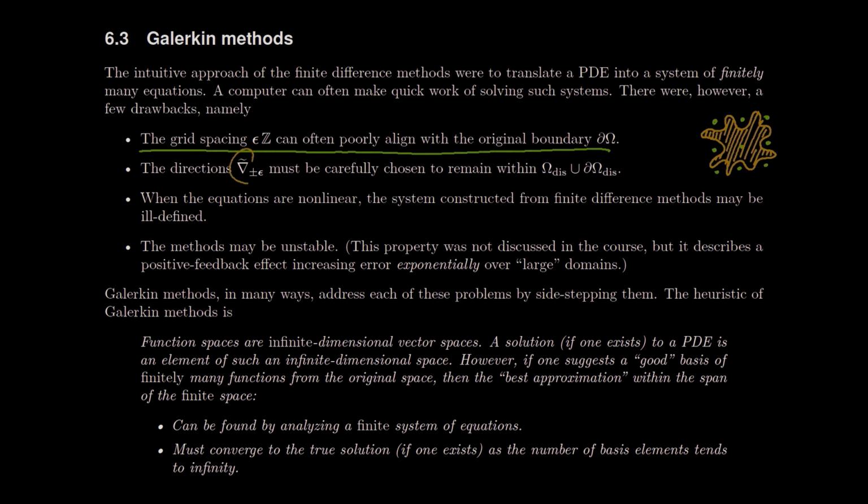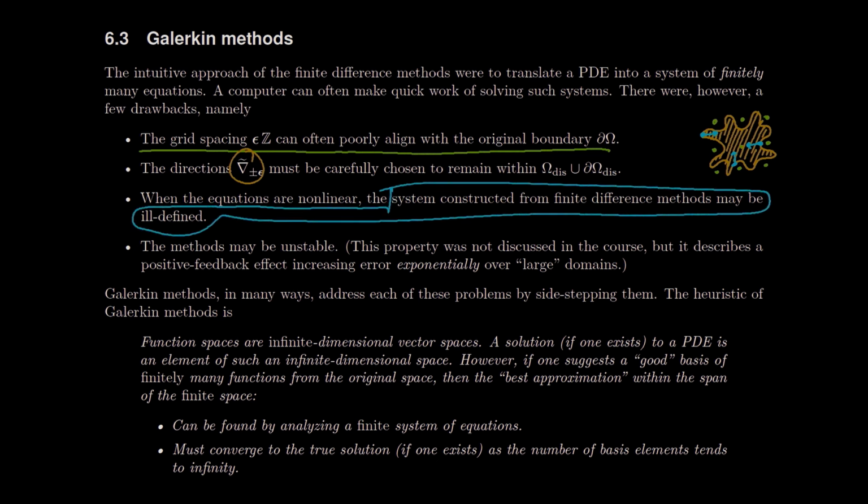You also have to picture this whole approximating the derivative with plus or minuses. You really have to have a good picture of what's going on to make sure that you're always headed, from a boundary into the domain, making your choices correctly. And when the equations are nonlinear, the system which is constructed from your finite difference methods may be ill-defined. Now, this is going to be true in Galerkin methods as well, so we can't necessarily sidestep this issue. But in finite difference methods, definitely you had maybe ill-defined solutions.